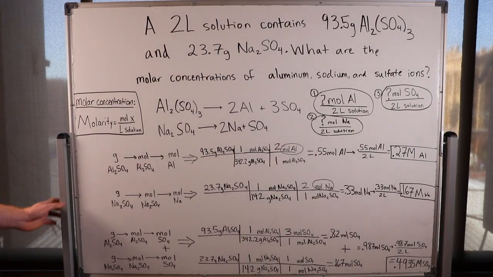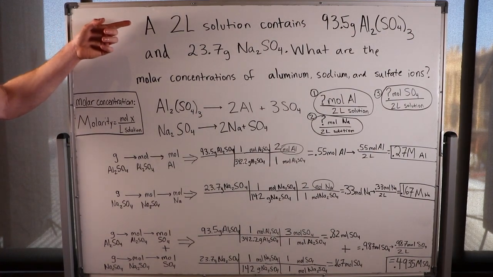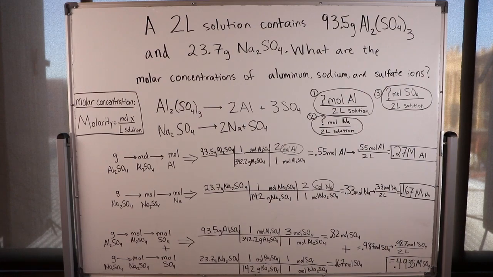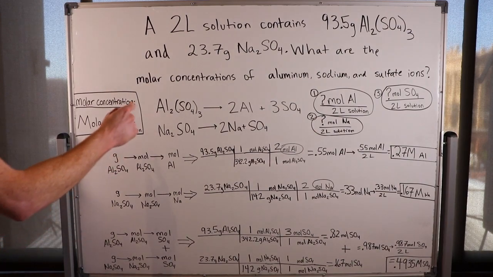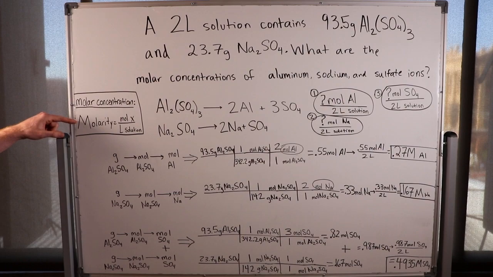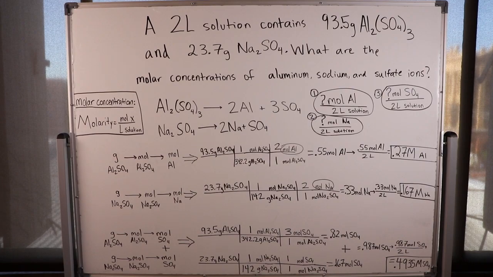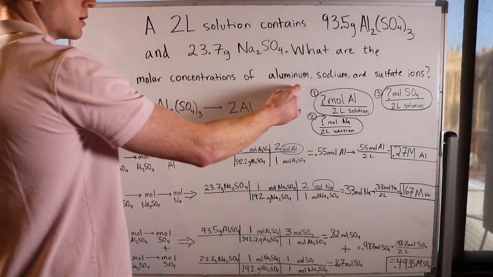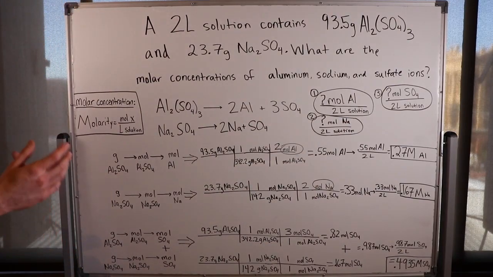Okay, so I know this looks like a lot, but it's really not that bad. Let's walk through this slowly. We say a 2-liter solution contains 93.5 grams of aluminum sulfate and 23.7 grams of sodium sulfate. What are the molar concentrations of aluminum, sodium, and sulfate ions? Well, this is the first time we've seen molarity in this video series, so let's talk about that briefly. Molar concentration refers to molarity, which is defined as moles of whatever you're looking at over liters of solution. So if we want the molar concentrations of aluminum, sodium, and sulfate ions, we need these 3 things.